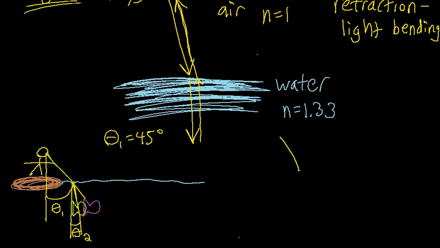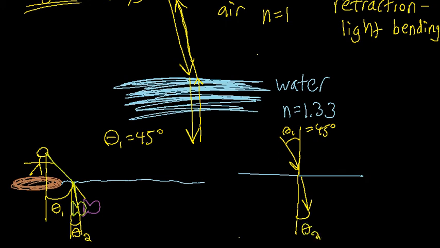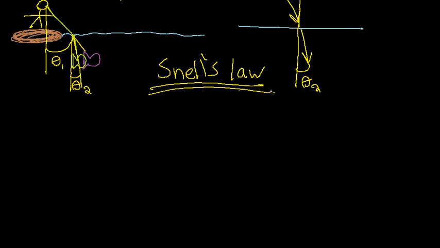So to redraw the example in simpler terms, we've got a ray hitting a water interface. This angle here, 45. We want to know this angle here. So what we're going to do is use the first well-known law in optics, the study of light, called Snell's law. And Snell's law states that the index of refraction times the sine of the angle in that medium is equal to the index of refraction times the sine of the angle in the other medium.